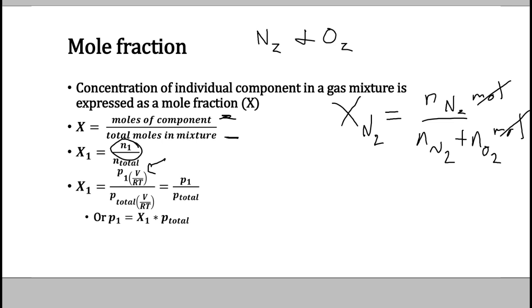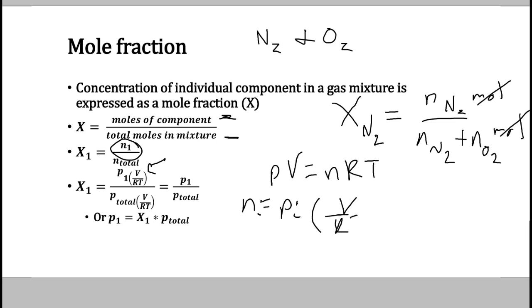Because remember, if you have PV equals nRT, and you rearrange to solve for moles, you'll have N equals P, and since we're having the ith term here, we'll go ahead and factor that out. So it'll be N is equal to V over RT. So that ends up giving us this expression, that you can also find the mole fraction from the partial pressure, P1, and then the total pressure.